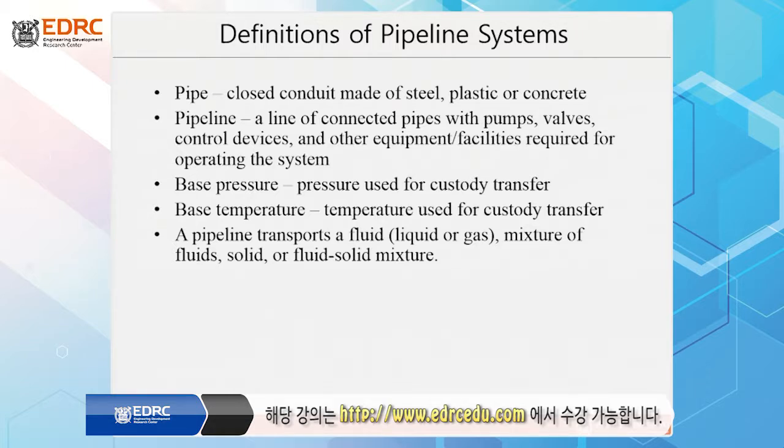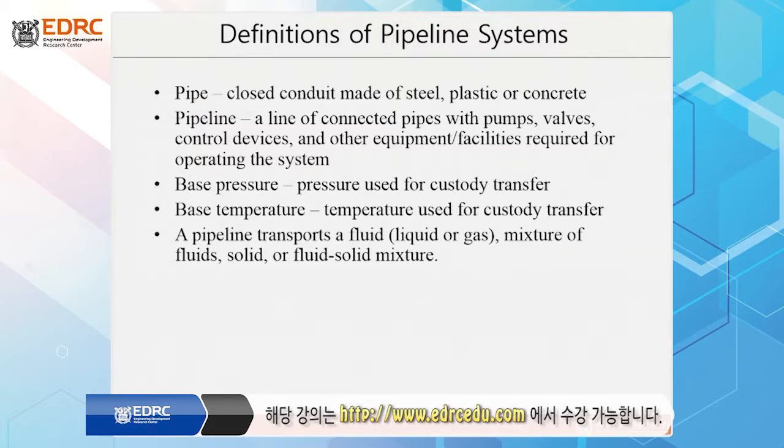And then base pressure and base temperature. In North America at least, base pressure is 1 atmospheric pressure. That's for custody transfer purposes. For instance, we have common carrier pipeline companies here. Multiple companies put their product into a pipeline, and one single pipeline company carries that. It's called common carrier. Then custody transfer takes place.